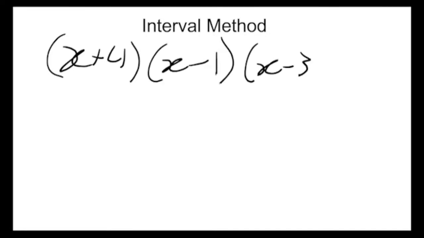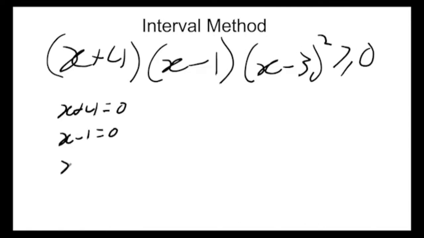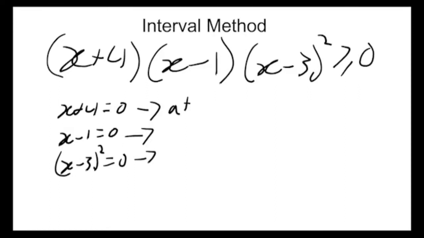Now let's do the interval method, also known as the line method. Now let's say we're given this factored inequality. So we don't have to do the first two steps because it's already factored and doesn't need to be rearranged. For this method, I'm going to state the zeros or the roots. So the roots are at x equals negative 4, x equals 1, and x equals 3.